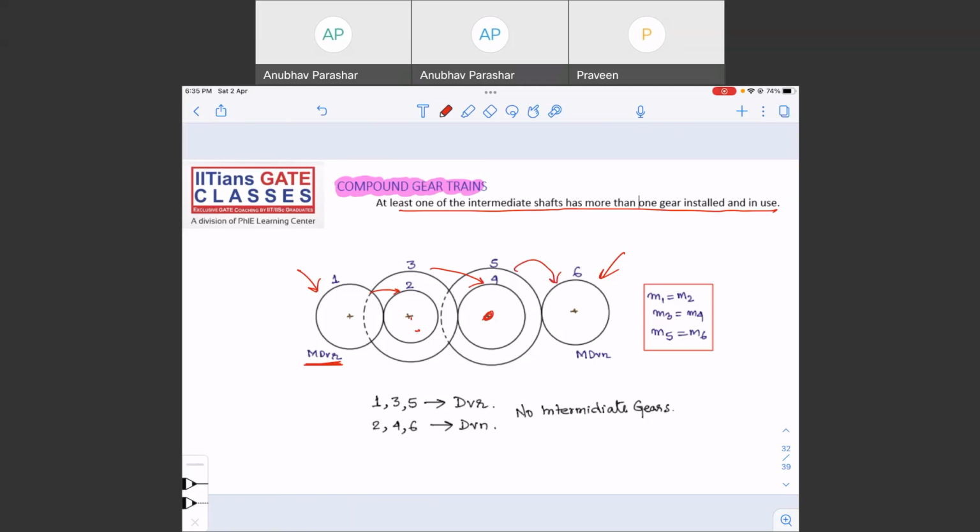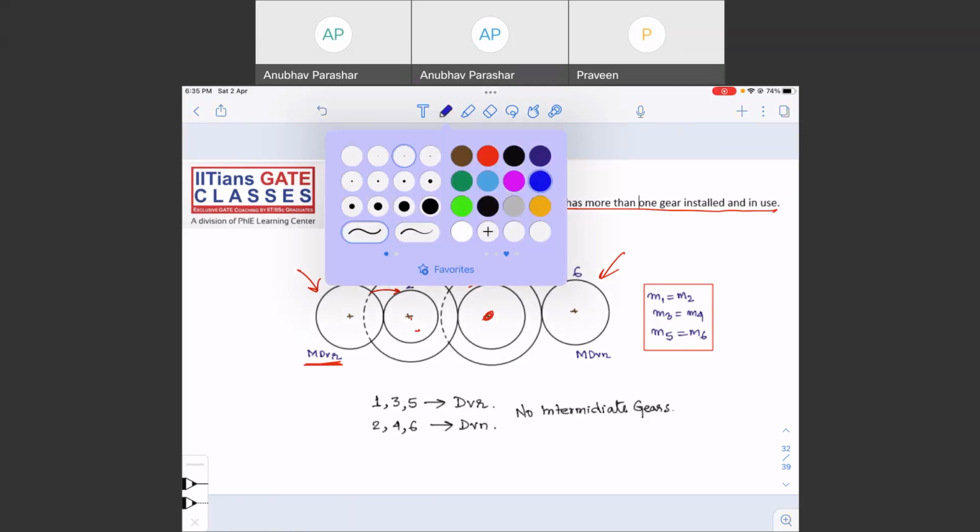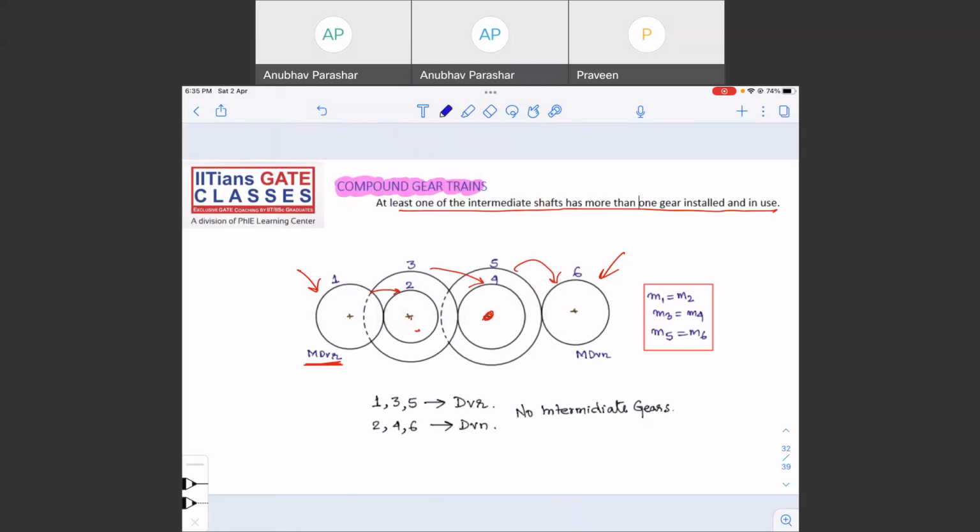So 1 is the main driver and 6 is the main driven, and apart from that there are intermediate drivers also. For example, 3 is driving 4, so 3 also becomes a driver. 5 is driving 6, so 5 also becomes a driver. 2 is being driven by 1, so 2 is a driven. 4 is driven by 3, so 4 is also driven. 6 is driven by 5, so 6 is also driven. So there are 6 gears: 1, 3, and 5 are driver gears. 2, 4, and 6 are driven gears, right? And there are no intermediate gears.